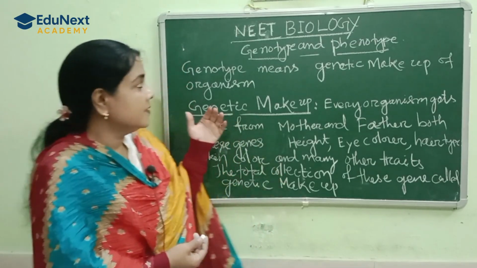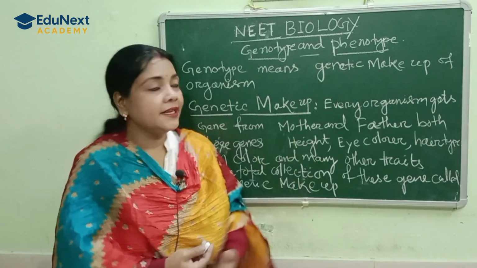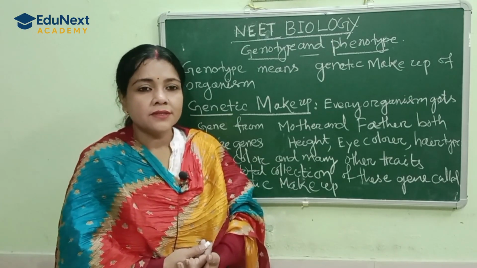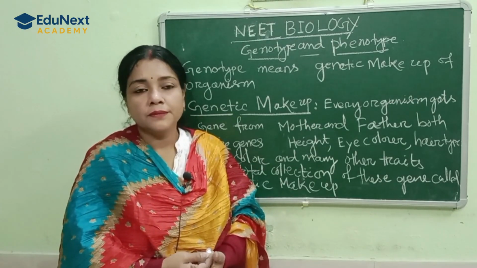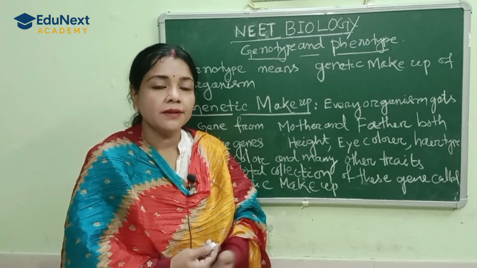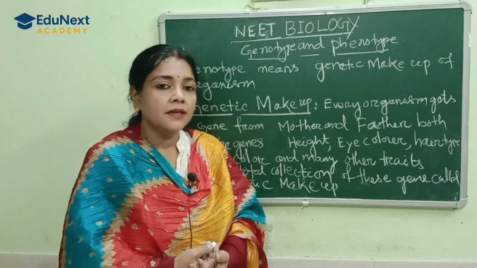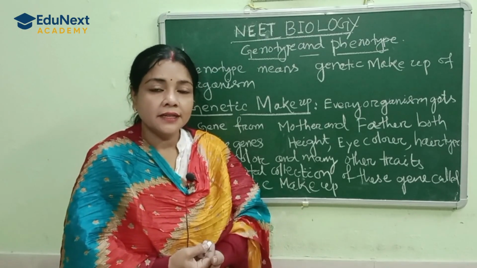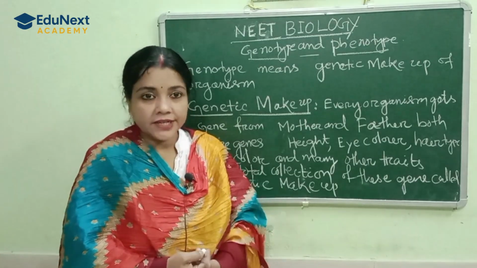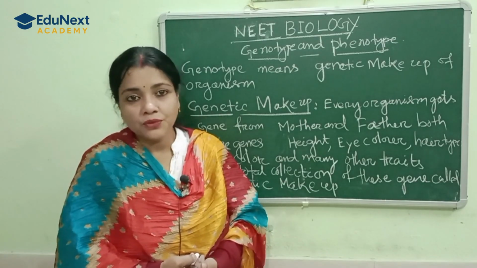So that is genotype, and phenotype is basically the external features. Some of them belong to the parents, meaning there is a resemblance to the mother and father both. By seeing their appearance, we can decide whether that child is carrying the traits from the father or the mother. So let us understand a little bit more about genotype.